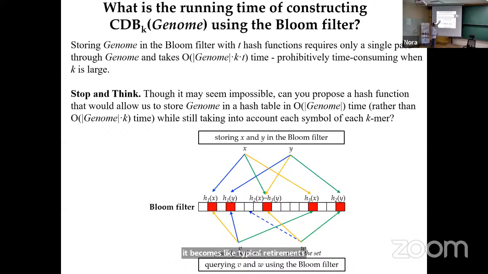So it may seem impossible at first glance. Can you possibly remove k from this expression? Then we will have everything; we will be able to construct the de Bruijn graph of the whole genome in minutes. But it seems very counterintuitive, because you should be able to compute the hash of a k-mer in fixed time, independent of the k-mer size. So think whether it's possible or not. And I think it's a good time to make the break.